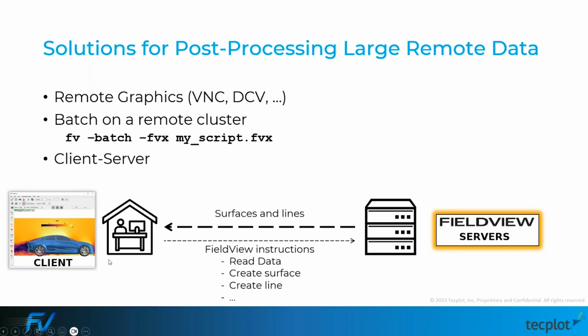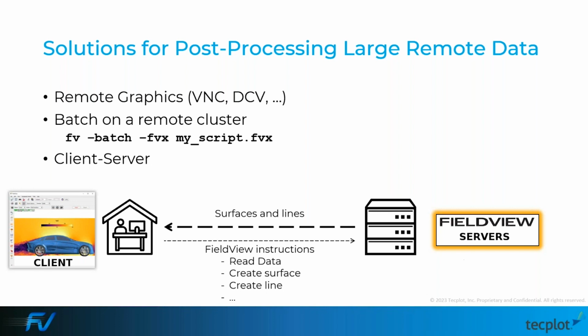So you really have instructions going one way from the client to the server, and you have your surfaces and lines traveling back through the network. And once they're on your local system, they are being rendered locally, and you can work on them locally.